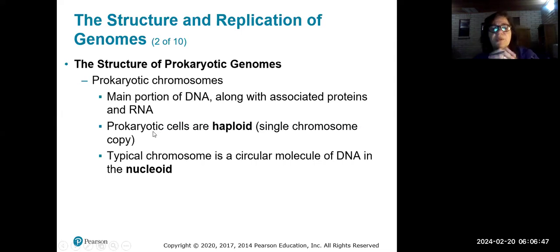One big difference with prokaryotic cells, they're haploid, which means they have one copy of the genetic information, as opposed to being diploid, where you have two copies of each thing. And then in the case of prokaryotes, we're generally talking about one chromosome, where in eukaryotic organisms, there's often more than one chromosome. And I haven't said it here, but we'll say it later. The single chromosome in the prokaryotes is generally a ring. The thing is a circular molecule.